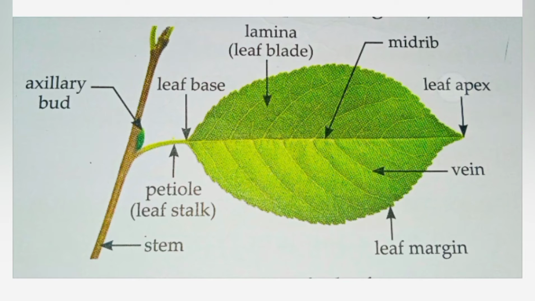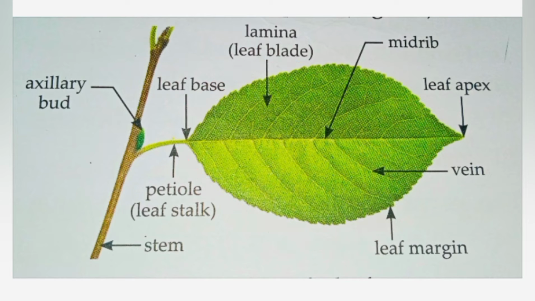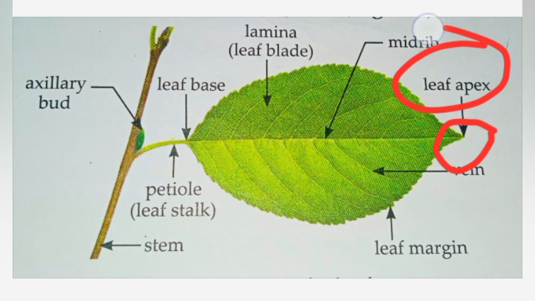Alright, this outer portion. Now the tip of the leaf. Now let's come to this tip part. This tip of the leaf is known as the leaf apex. Apex, peak. Apex is regarded as the peak of something. In a similar way, the tip of the leaf is known as the leaf apex.